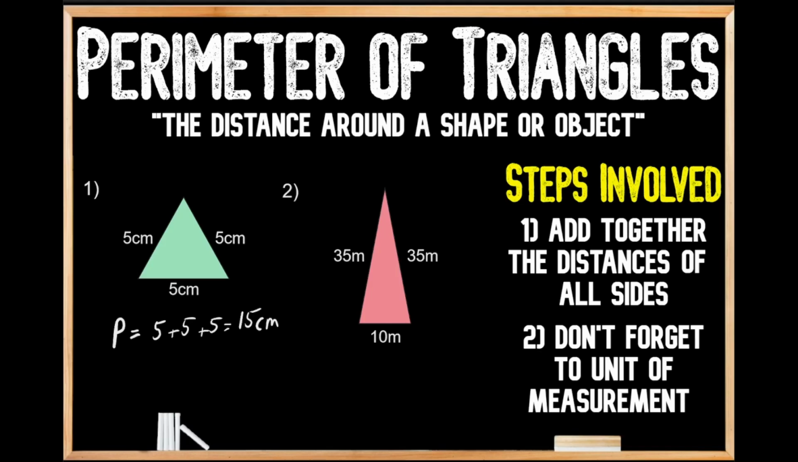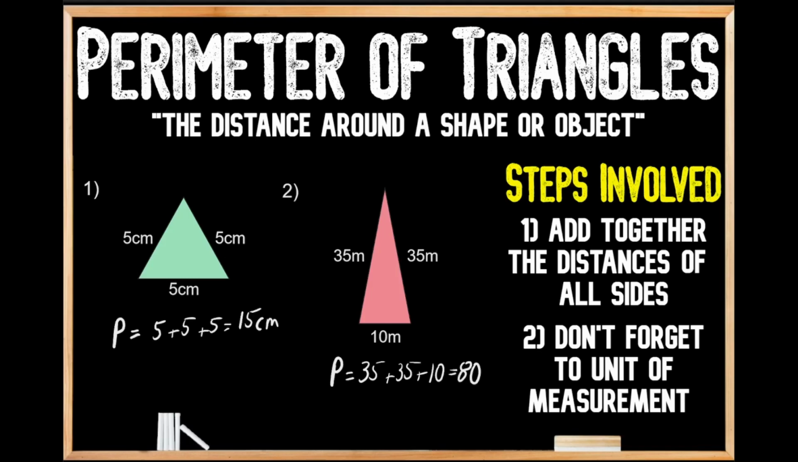So now let's give this a try for question number 2, where we have a triangle that has two different lengths. And just because we have some sides that have different lengths doesn't change the steps involved. We are still going to start with step number 1, where we're going to add together the distances of all the sides. So we're going to add 35 plus 35 plus 10. And when we add 35 plus 35 plus 10, we get 80.